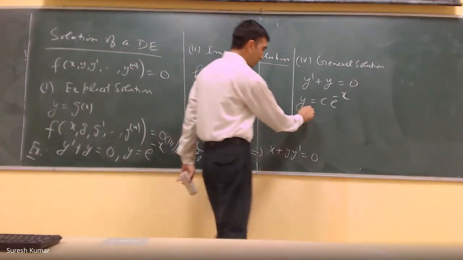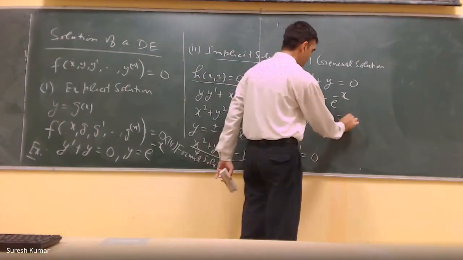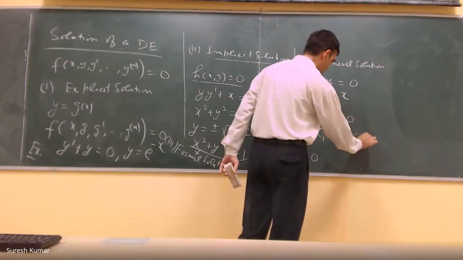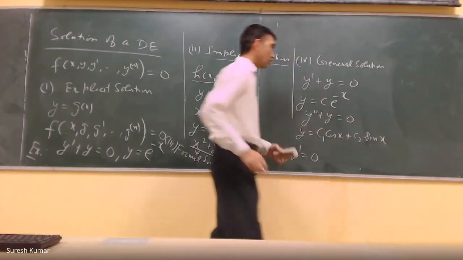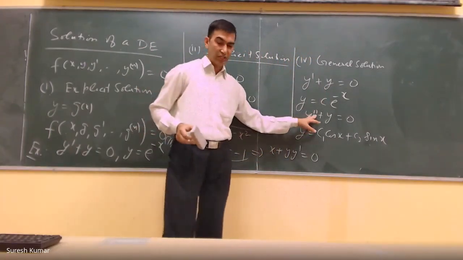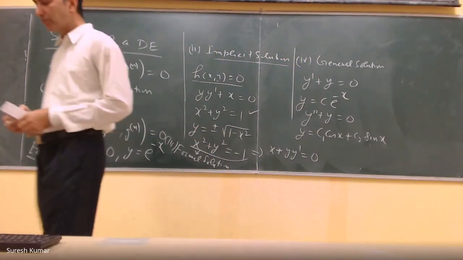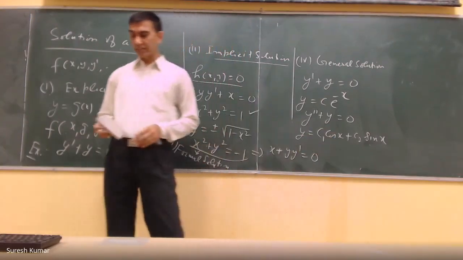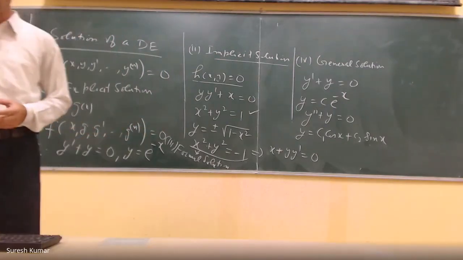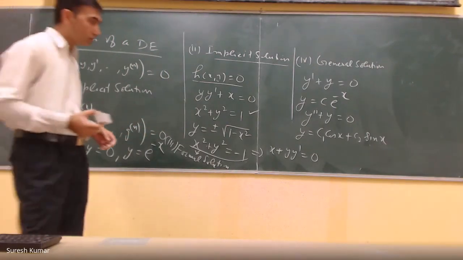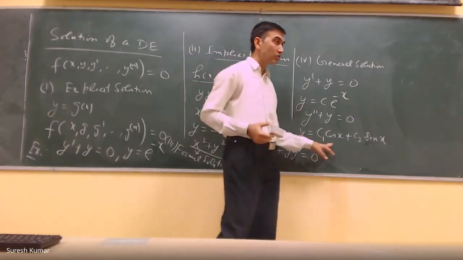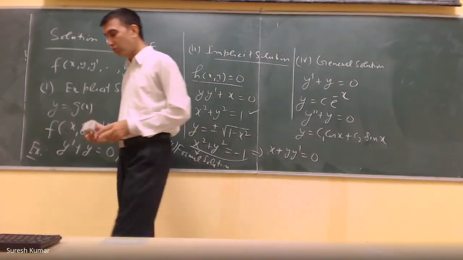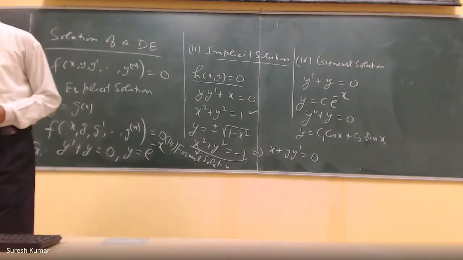Let's take another example. I'm taking a second order differential equation, y double prime plus y equal to 0. Then y equal to c1 cos x plus c2 sin x. You can check it satisfies the given differential equation. Also, it carries two arbitrary constants, c1 and c2, and the order of this differential equation is also 2. So it is a general solution.